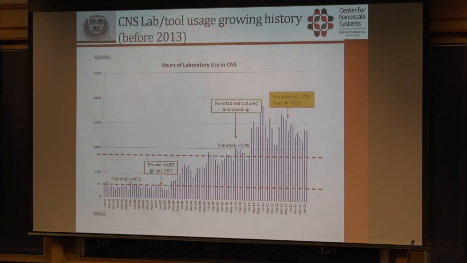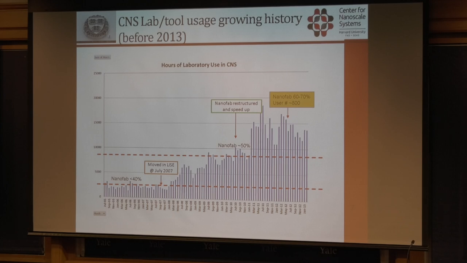Now, besides the user number, I'm more interested in the tool usage. How busy have the tools been? This chart basically tells you more of the story. Apparently there are three stages. The first stage is before 2007, before we moved into the new building, and the usage is pretty low. In fact, the cleanroom only contributed about 40% of the usage. It's only about 1,000 hours every month.